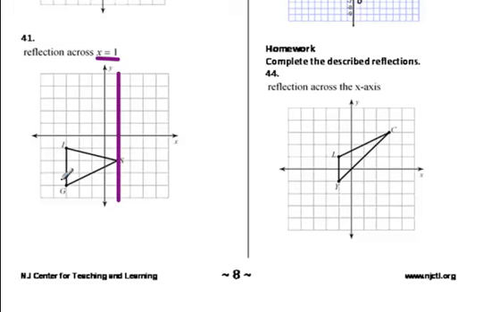Okay, we know our pre-image is going to go to the right, so it's going to be over here in this 4th quadrant. S will stay the same. I prime will be 4 away here, so it's 4 away there. G is 4 away, so G prime will be 4 away there, and then we can connect them.